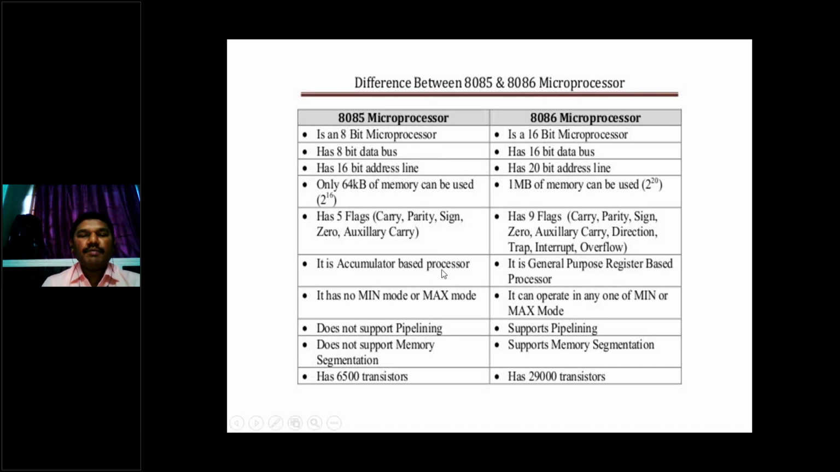8085 is an accumulator based processor. 8086 is a general purpose register based processor. 8085 has no minimum and maximum mode, while 8086 can operate in either minimum or maximum mode. 8085 does not support pipelining, whereas 8086 supports pipelining. 8085 does not support memory segmentation, but 8086 supports memory segmentation. Right? It has 6,500 transistors to manufacture the 8085 architecture, and 8086 was manufactured with 29,000 transistors because of the increased number of functionalities.